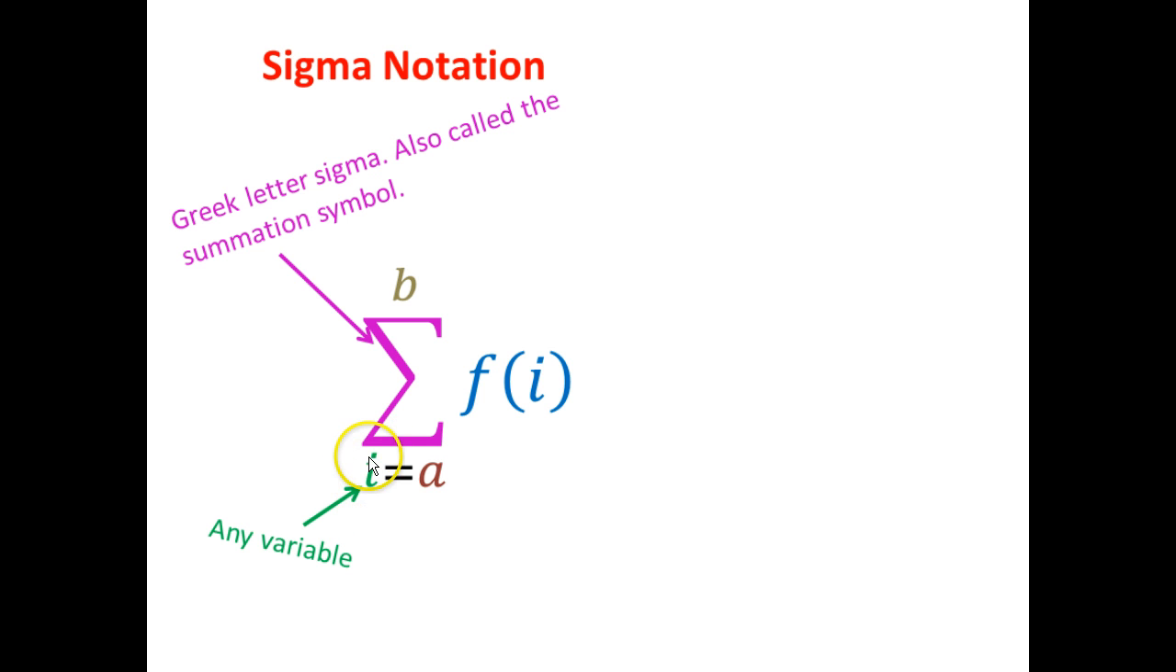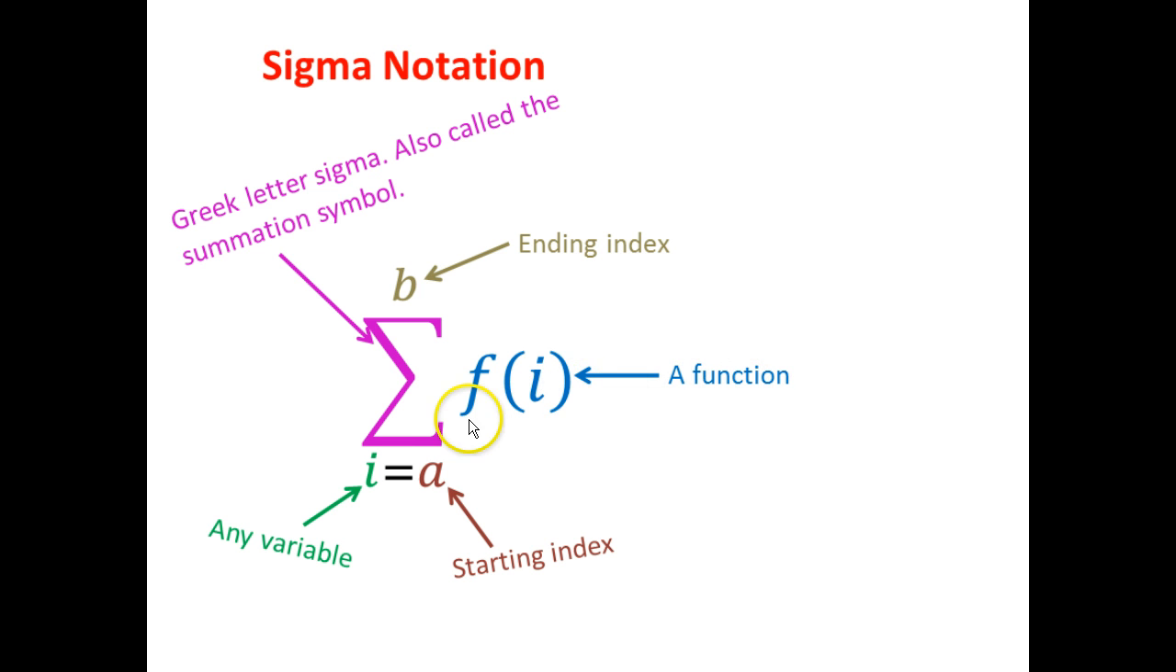The I could be any variable. A is the starting index, and that'll be a number. B is the ending index, and that'll be another number. And then the function, and the function should use the same variable as this variable.